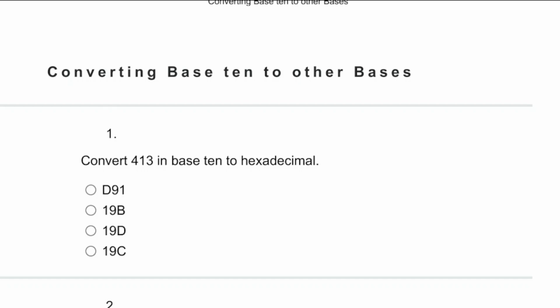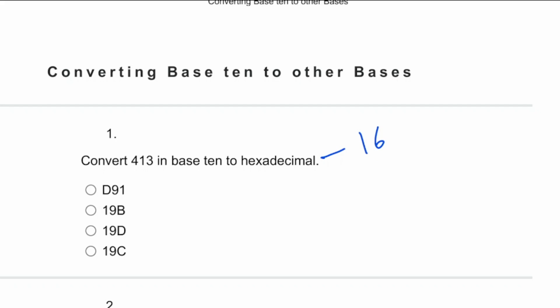So this is the correction to questions on number bases, converting base 10 to other bases. That's what we want to look at in this video. So let's start with the first question. The question says convert 413 in base 10 to hexadecimal. So we want to convert this to hexadecimal, which means base 16. We are converting this to base 16.